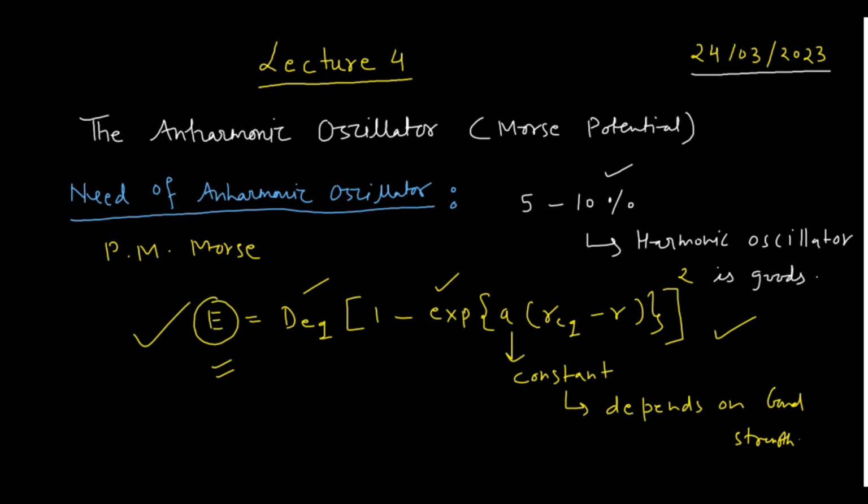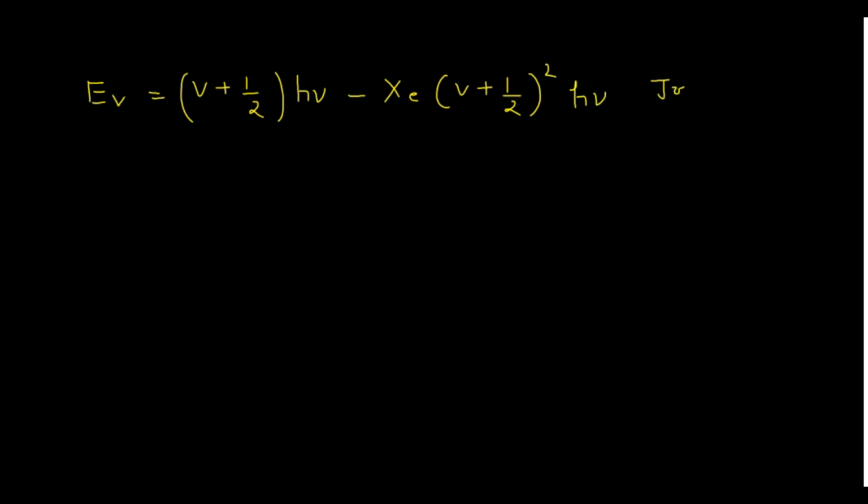And what would be those energy levels? So EV, the vibrational energy, equals (V plus half) h nu, right, minus XE (V plus half) squared h nu, and this would be in joules.